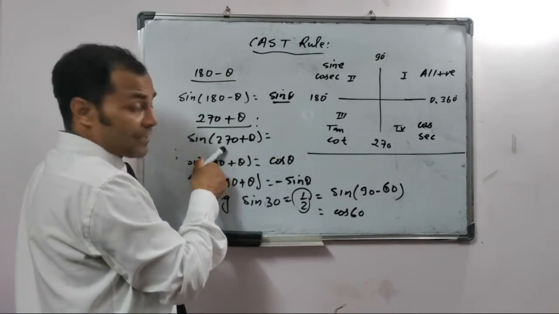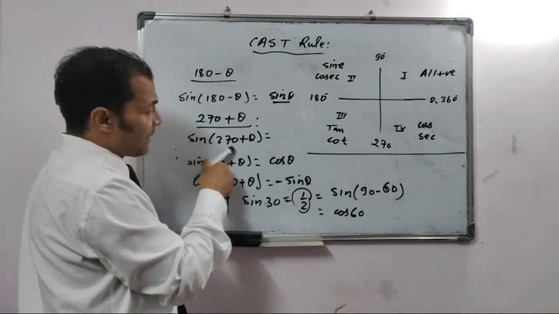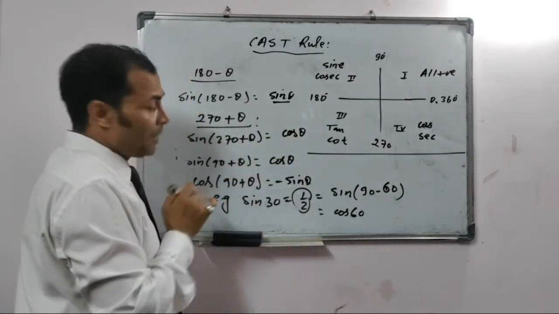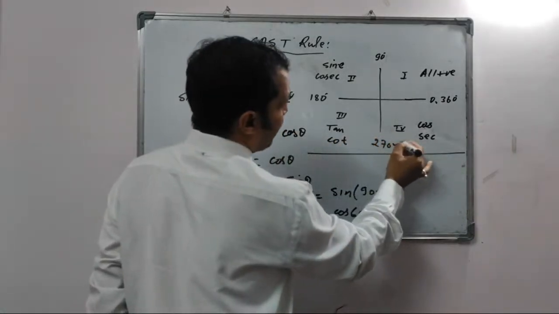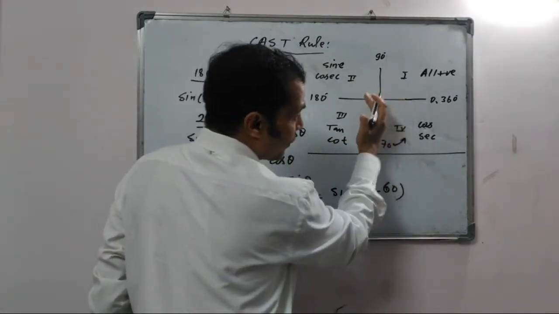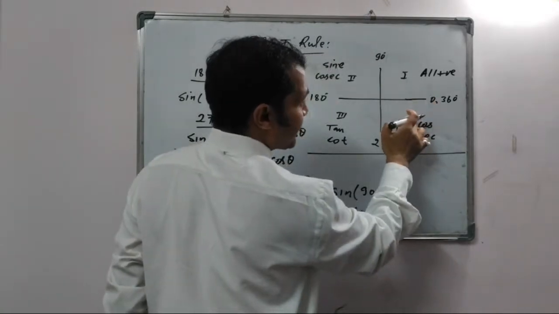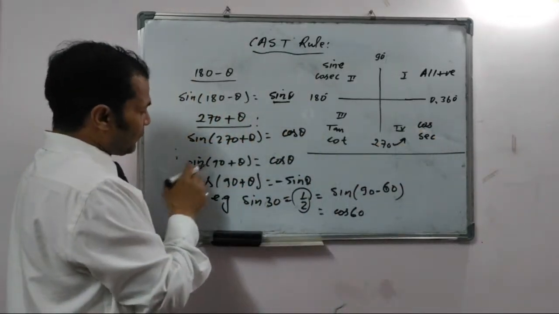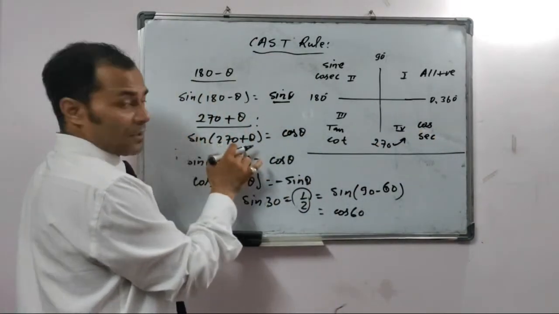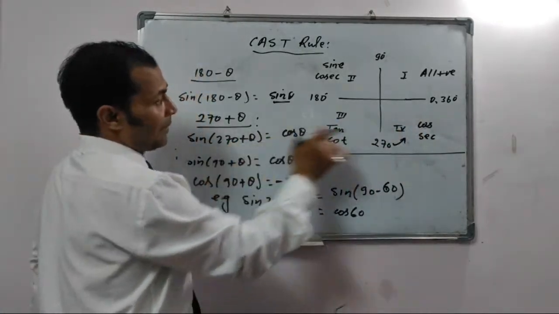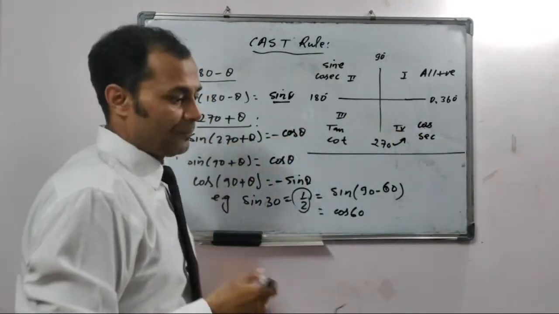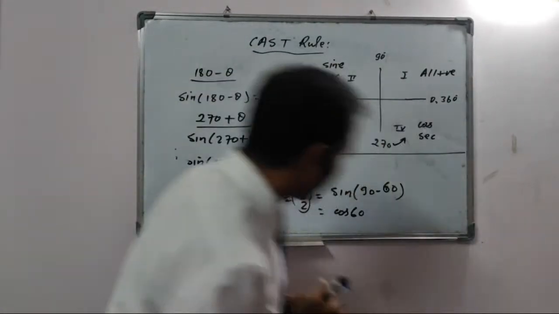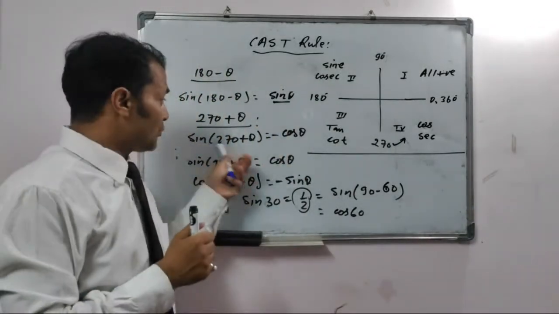See, 270 means 3 times 90, odd multiples, right? Odd multiple of 90, so the ratio changes. That is cos theta. Now 270 plus theta means 270 is the border, and you are crossing it, so it lies in the fourth quadrant. And in the fourth quadrant only cos and sec are positive. You are trying to find the value of sine 270 plus theta. In the fourth quadrant sine will be negative. So minus cos theta is the value of sine 270 plus theta.